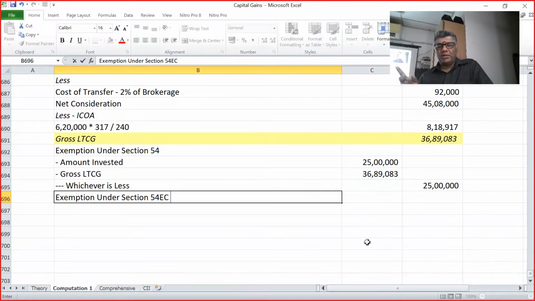You can claim it for agricultural land. You cannot claim it for shares. The asset transferred should be land and building for the purpose of claiming 54EC. So you can claim it here, house property or agricultural land. Otherwise, you cannot claim it against shares and all.